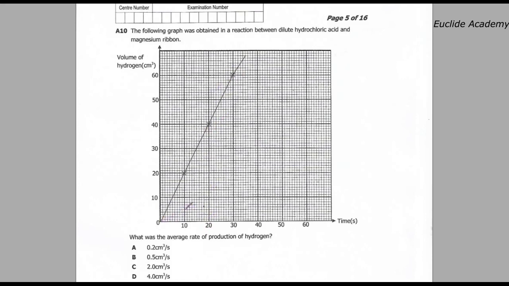So we can pick 2 points and then use those 2 points to find the gradient. I would like to pick 0, 0, and the furthest, which is 30, 60, but you can pick any 2 points on this line. Then the gradient will be 60 minus 0 divided by 30 minus 0, and that will be 6 divided by 3, which is 2. So I would go for 2 centimeters cubed per second, and that will be C. Just find the gradient of this line. You can pick any 2 points.